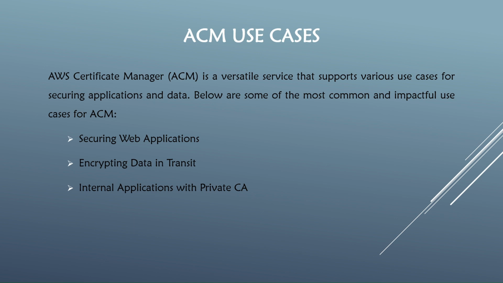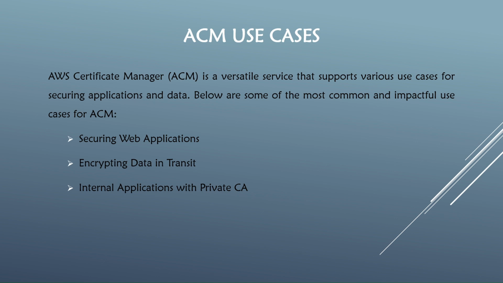By securing your web application with HTTPS, you protect sensitive data such as login credentials, payment information, and personal data from being intercepted or tampered with during transit. For example, an e-commerce website uses ACM to secure communication between the user's browser and the web server by applying an ACM-issued certificate. All customers' data during checkout and payment is encrypted, ensuring protection against data breaches.